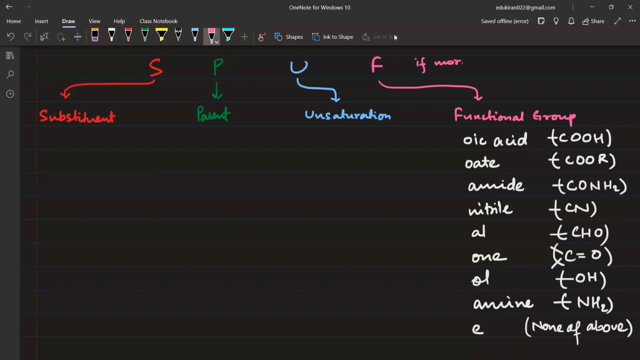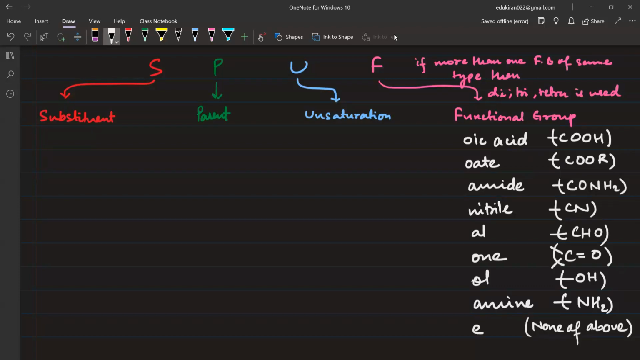If more than one functional group of same type, then di, tri, tetra is used. Understood everyone? Yes or no? Please tell me. Okay, let us move ahead.